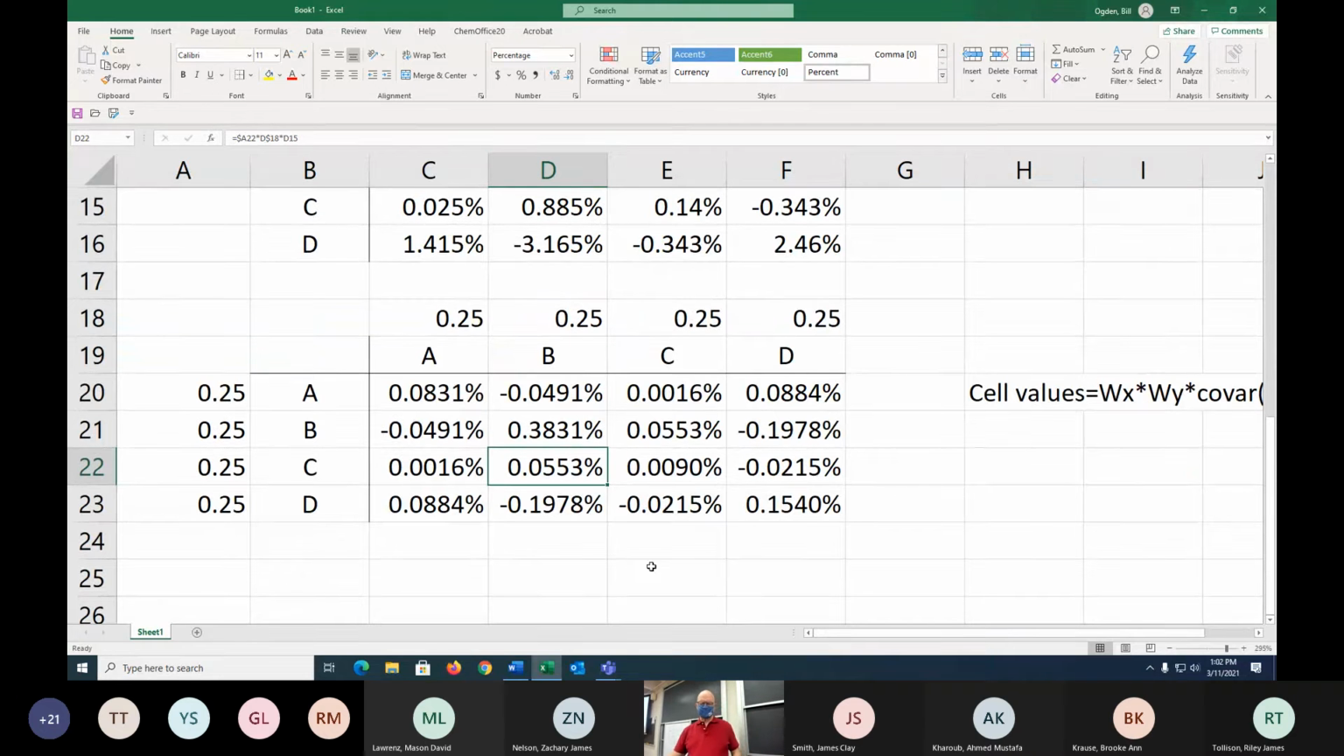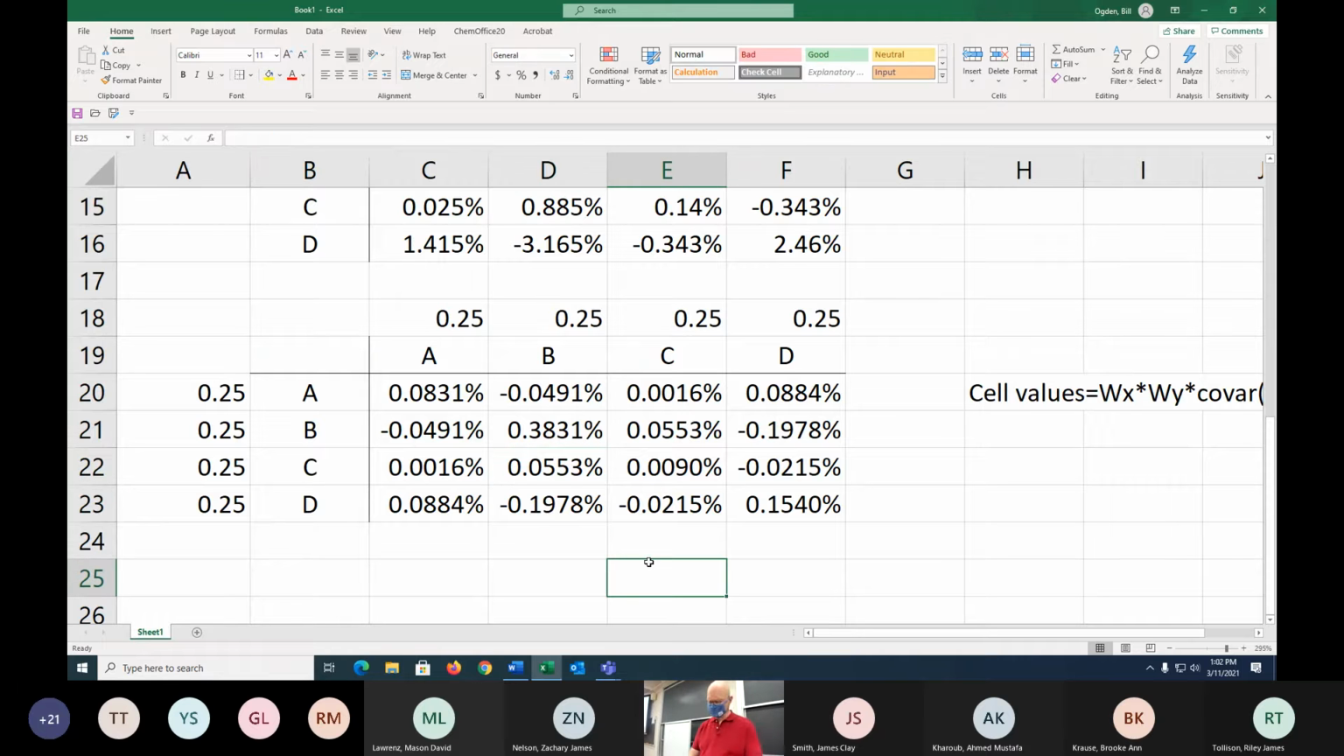Let's see what our portfolio variance would be. So VAR, variance of the portfolio. And to find the variance of the portfolio, it's absolutely everything in here. Okay, so it's all of these. How do you want to do that?